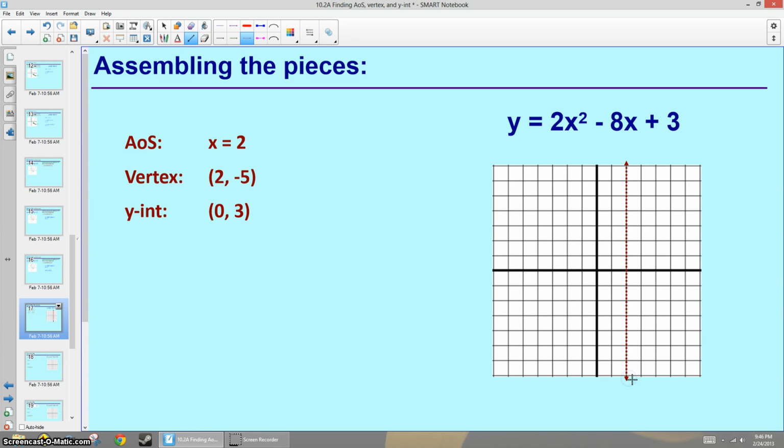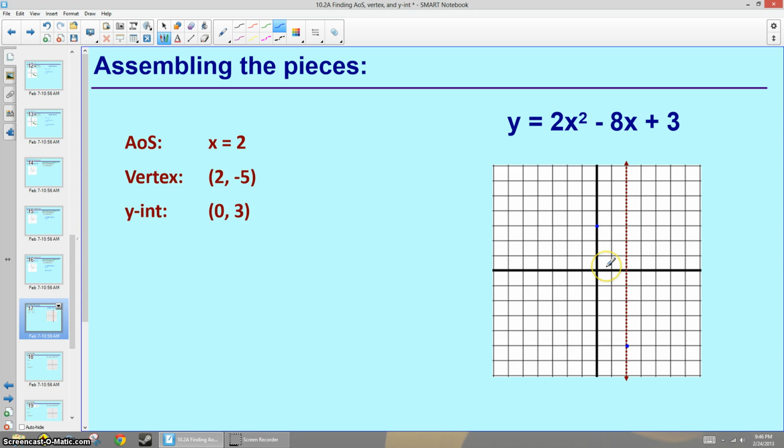That's where everything is going to reflect about. And then our vertex gave us a coordinate and our y-intercept gave us a coordinate. So I'm simply going to plot those 2 points. I'm going to go over 2 down -5, and I'm also going to plot my y-intercept, which was 0, 3.